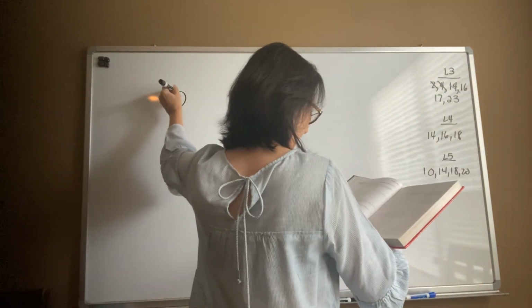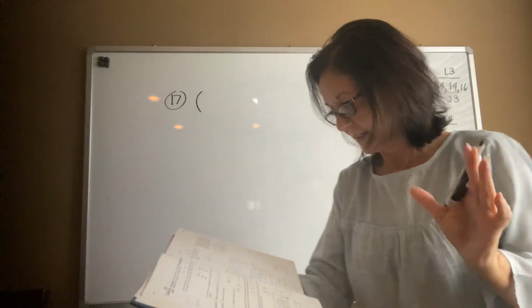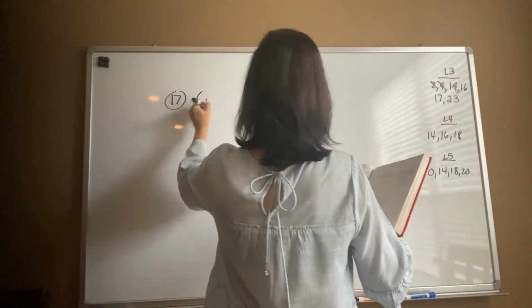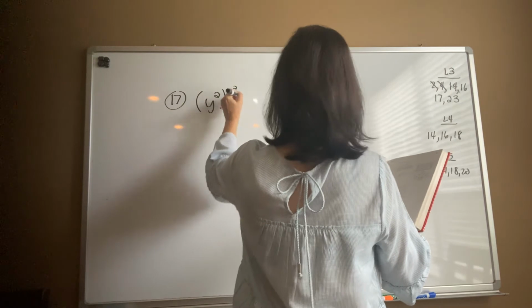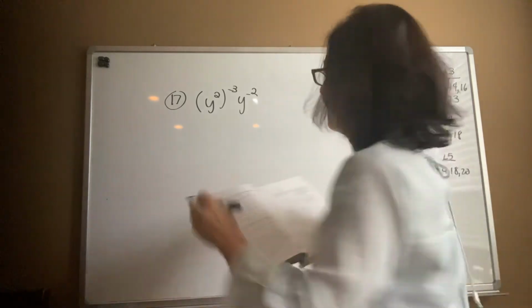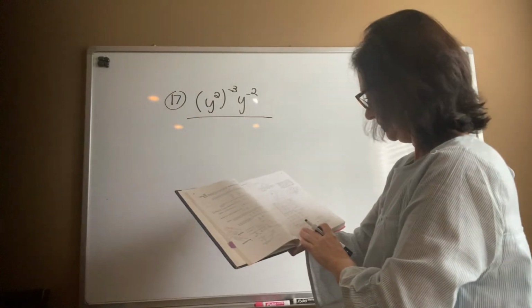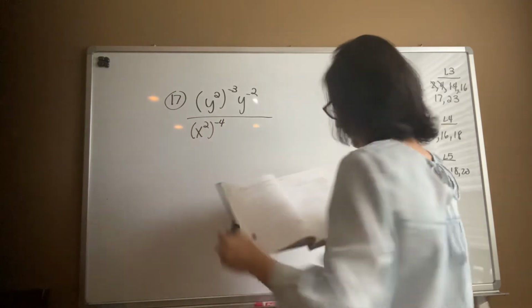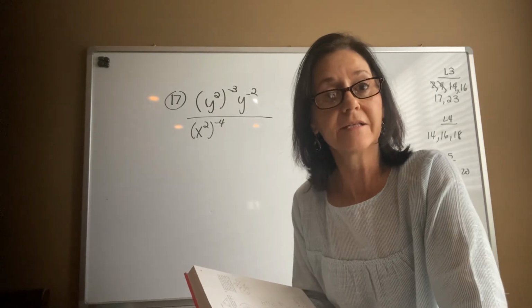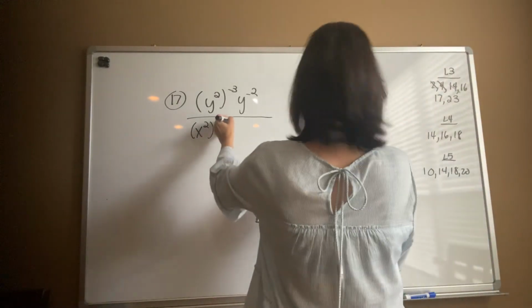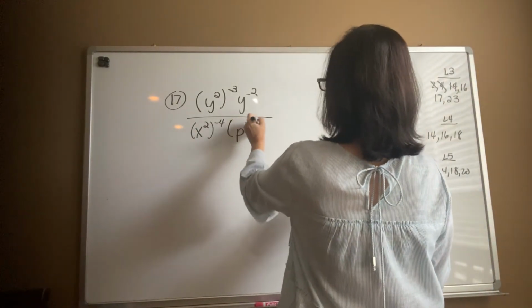Number 17, we're going to simplify. I'm not even going to write x to the 0 because it's 1. Okay? On number 17. So it's y squared to the negative 3, y to the negative 2. Not going to write p to the 0 power because it's 1. All over x squared to the negative 4th. Y squared to the 0 power is 1. I'm not going to write it. P cubed to the negative 2.